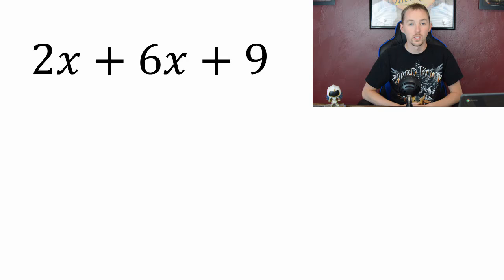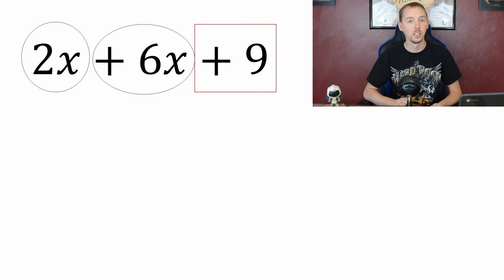So what we're going to do now is we're going to talk about how we can actually combine these like terms. So in this example, what it says is 2x plus 6x plus 9. Now, there are 3 terms in this problem: 2x, 6x, and 9. And if you'll notice, 2x and 6x both have the variable x, but a different number in front. To be a similar term, you have to have the exact same variables, okay? So that makes 2x and 6x similar terms.